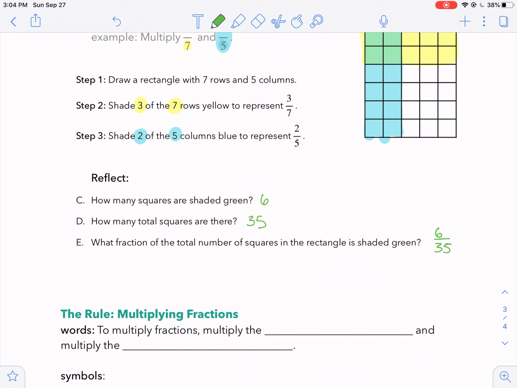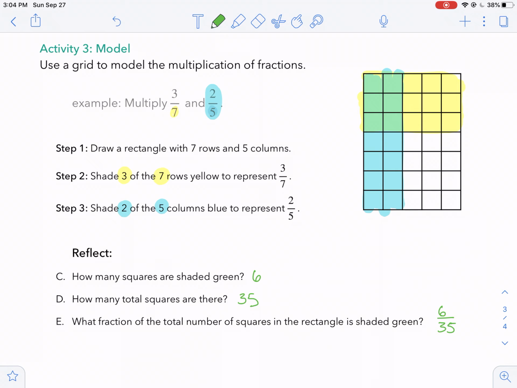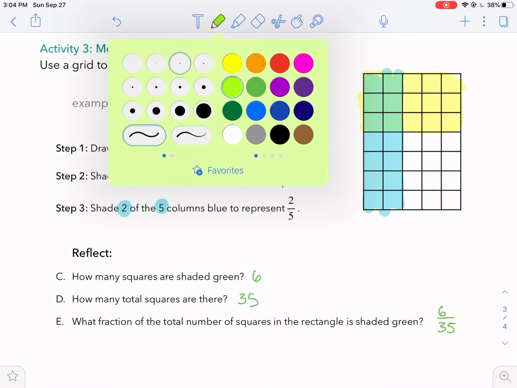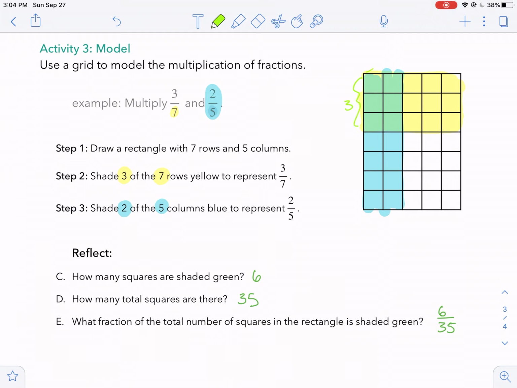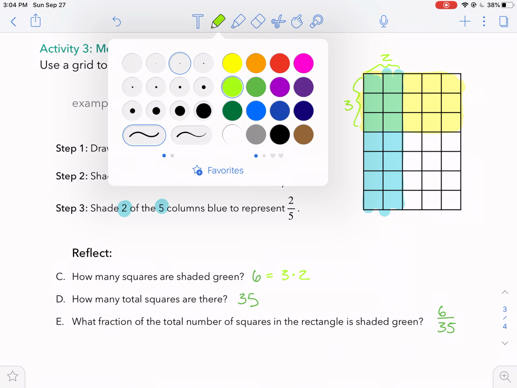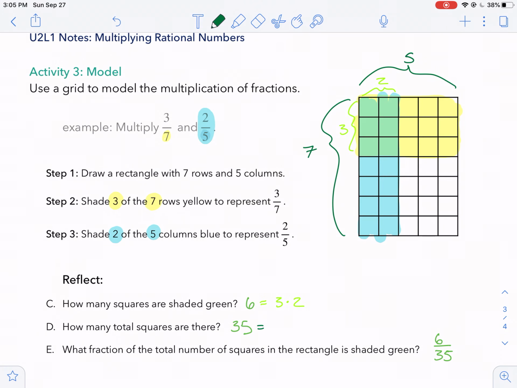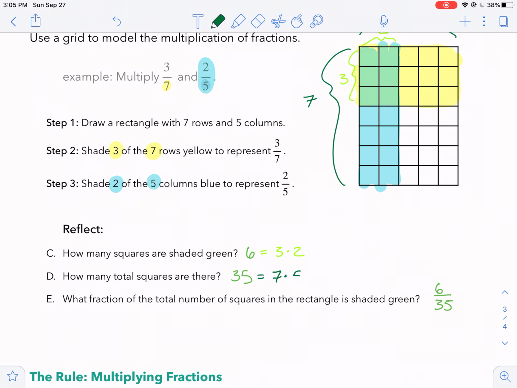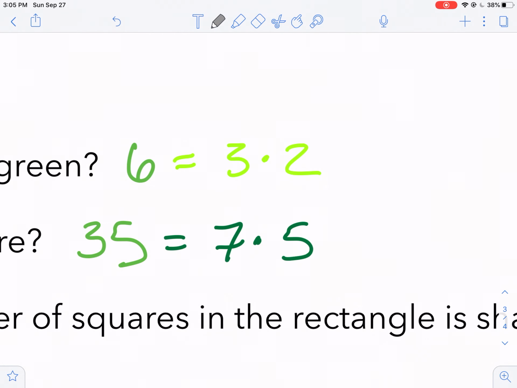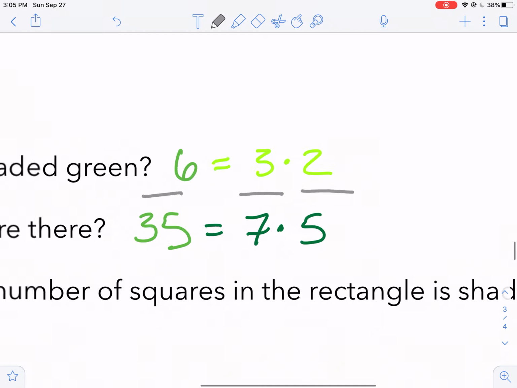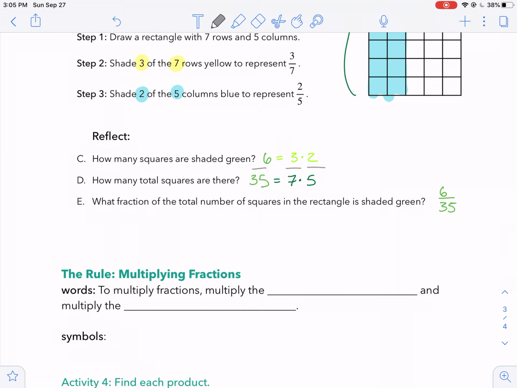Well, great. Where did I get that from? How did I know how many squares were shaded green? Well, 6, I counted. There's 3 here, and there are 2 here. That's 3 times 2. And then where did I get the 35 from? There's 7 total, and there are 5 across. That's 7 times 5. But guys, look, that's our original problem. Our original problem was to find out, what is 3/7 times 2/5? Well, it's 6/35. And you guys, that is the pattern.